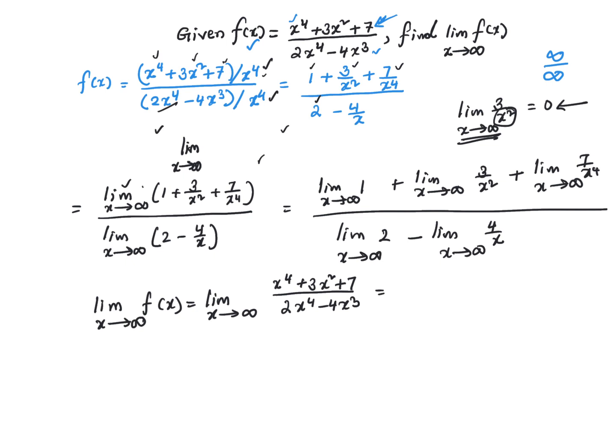So finally, the limit as x approaches infinity of f of x is nothing but: the limit of this is 1, the limit of this is 0, 0. So 1 plus 0 plus 0. And in the denominator, the limit of this is 2 minus 0. So finally, the limit is nothing but 1/2.